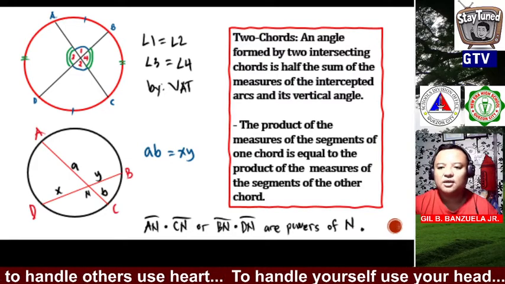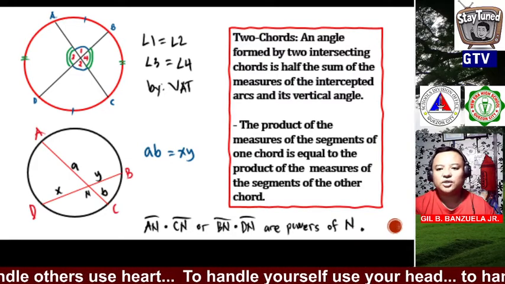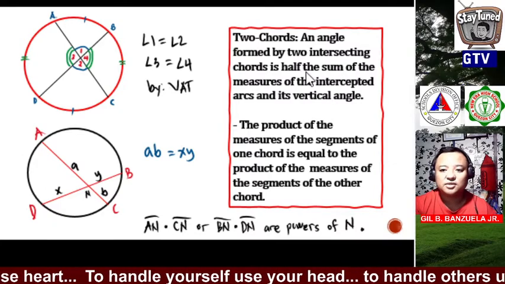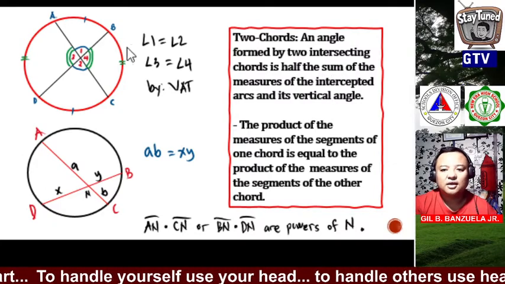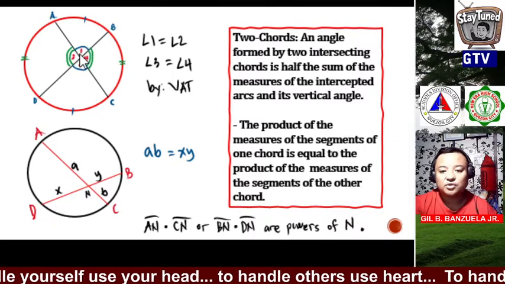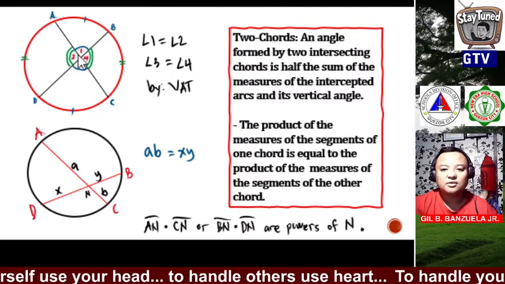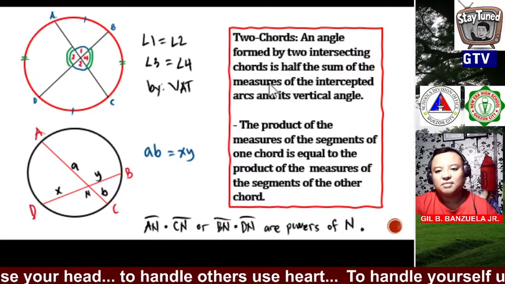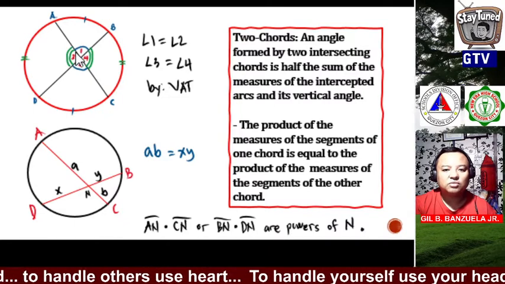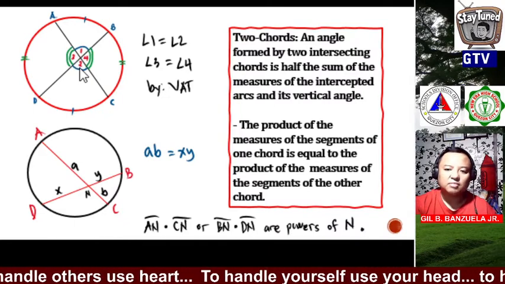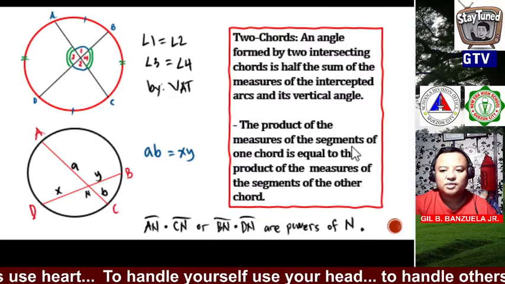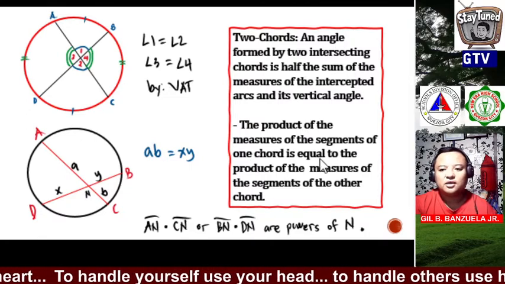So sabi dyan, an angle formed by two intersecting chords is half the sum. So this time guys, no, sum. Kasi nga, yung angle formed is inside the circle. So yun yung tatandaan para hindi malito. So kasi nga, pag nasa labas, nagsusubtract tayo ng intercepted arc. So dito, dahil sa loob siya, mag-a-add tayo. Then divide by 2.